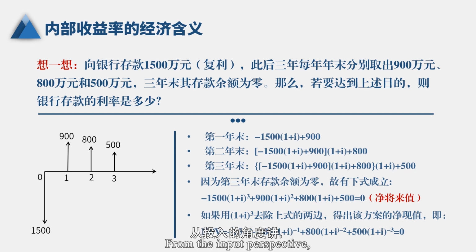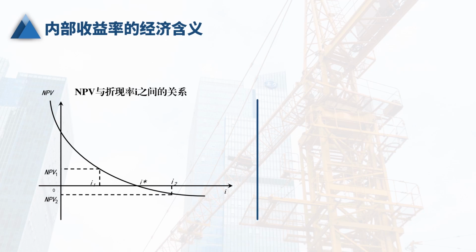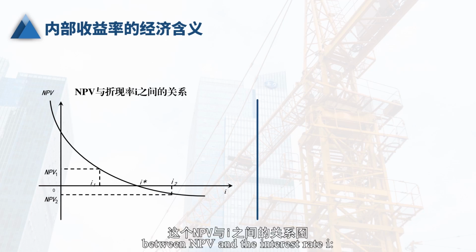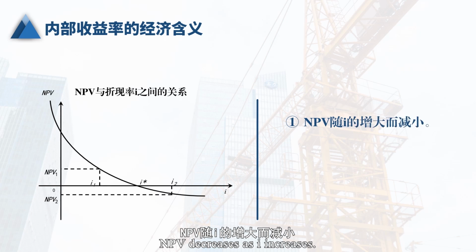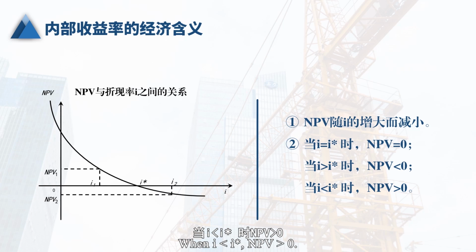From the input perspective, IRR reflects the maximum interest rate that a project investment loan can bear. From the output perspective, IRR represents the level of return that a project can achieve. We can see the relationship graph between NPV and the interest rate i. NPV decreases as i increases. When i equals i*, NPV equals 0. When i is greater than i*, NPV is less than 0. First, i1 is less than i2, and the difference between i1 and i2 is less than 2%.